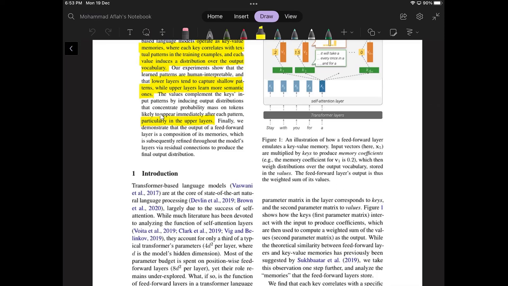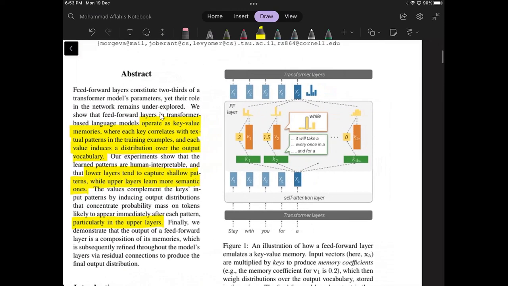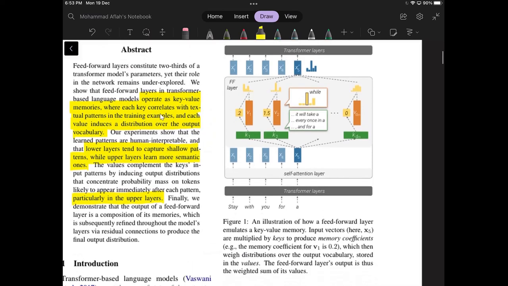So let us just go over this part again. Keys, which is the first parameter matrix, take the input and produce coefficients. These are then used to compute a weighted sum of the values, which is the second parameter matrix, and that gives out the result. So if we zoom in on this diagram, you can see you have this input.